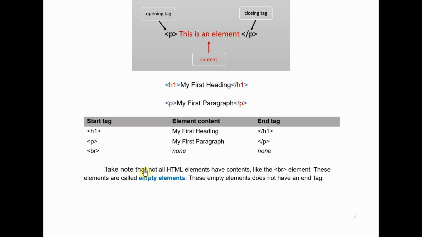So take note that not all HTML elements have contents. Like the break tag, less than sign BR element. These elements are called empty elements. This BR or break tag, these empty elements do not have an end tag. You see, there is no end tag for the break tag, and there is no content of the element, because the function of this break tag is just to make space, same as when you press enter on the keyboard.